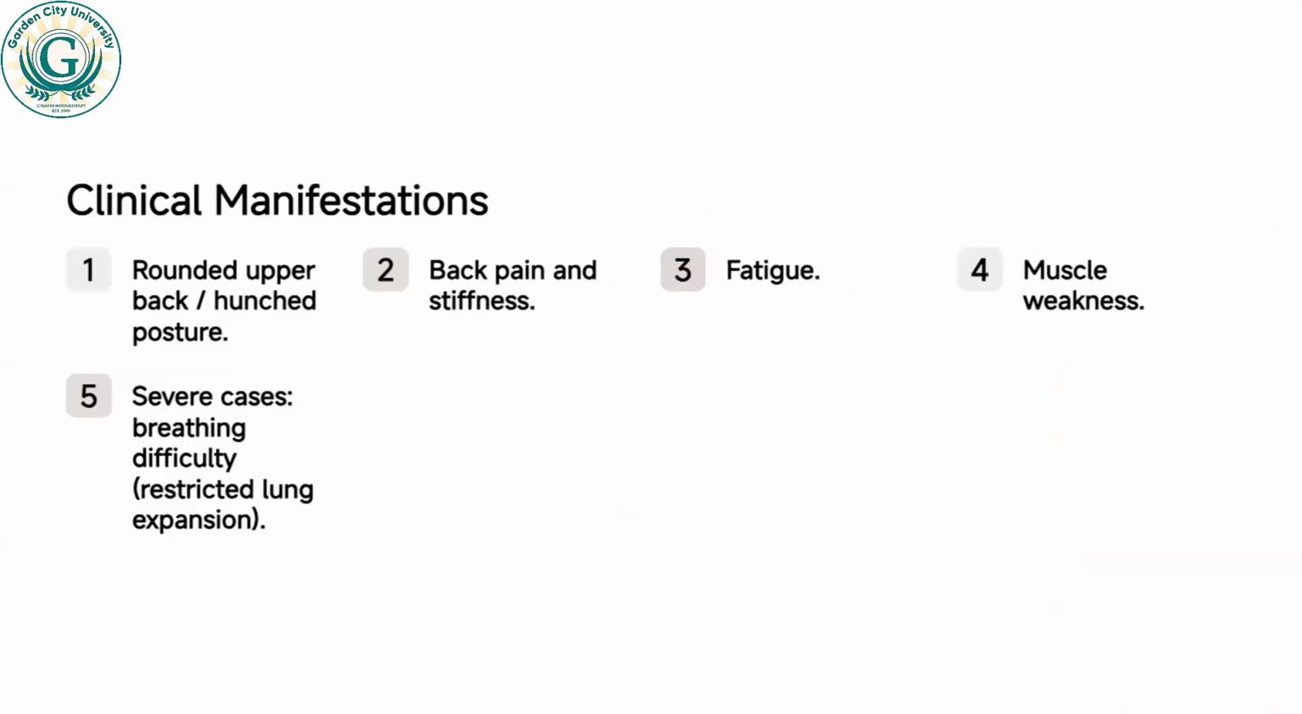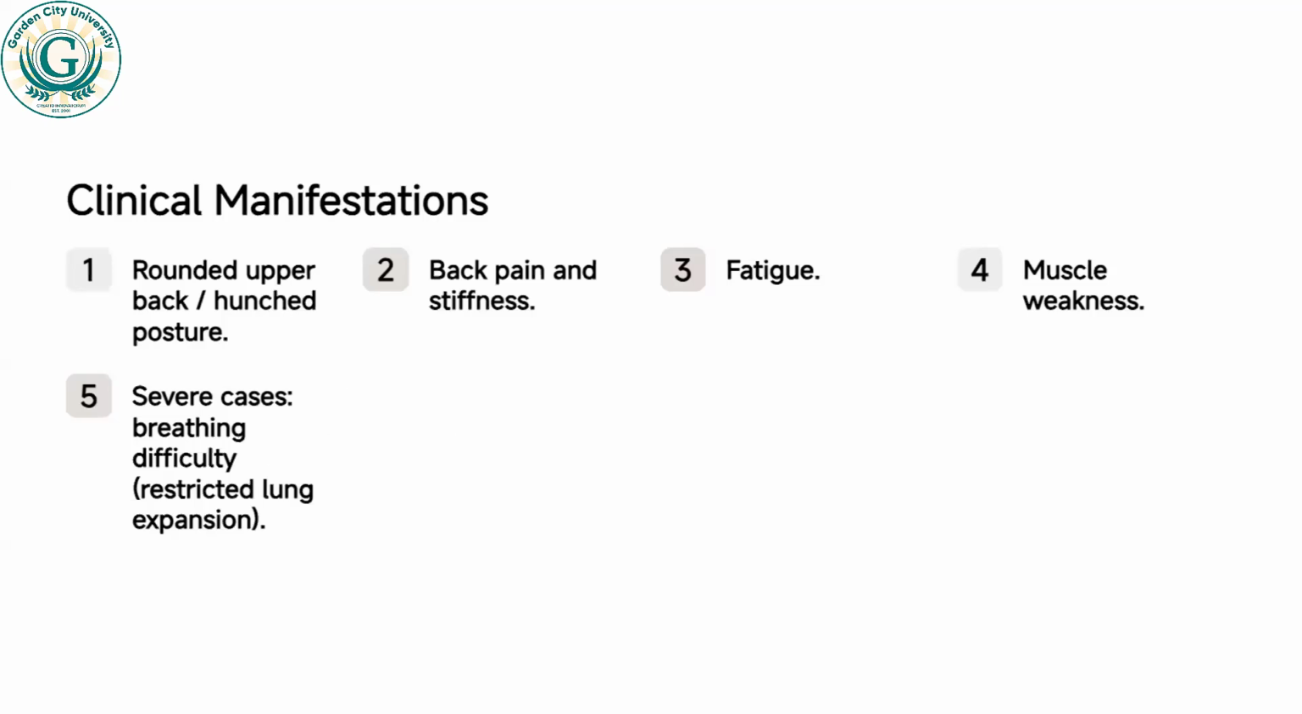So let's look at some of the clinical manifestations or the signs and symptoms. You have a rounded upper back or the hawk posture. So when the person is standing, you could see that the back is like a horn. Okay, it's like a horn. And then the back pain and stiffness, they will have a strong back pain. And then it's stiff, fatigue. Any small thing that they engage in, they become tired. Muscle weakness.